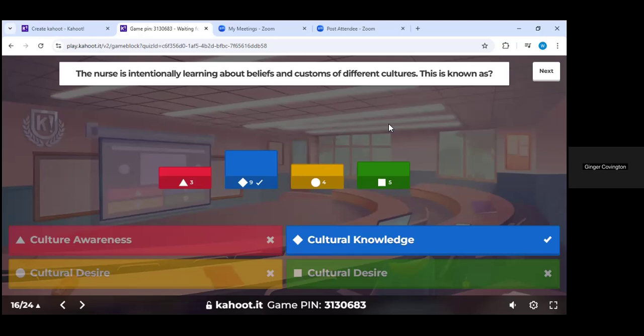And then the cultural skill, that is where they're implementing it into their care and they're able to communicate effectively, utilizing any assistance with language barriers and assistive devices and things like that for those patients. So take a look. In chapter 5, there is that chart that will review back over those definitions.